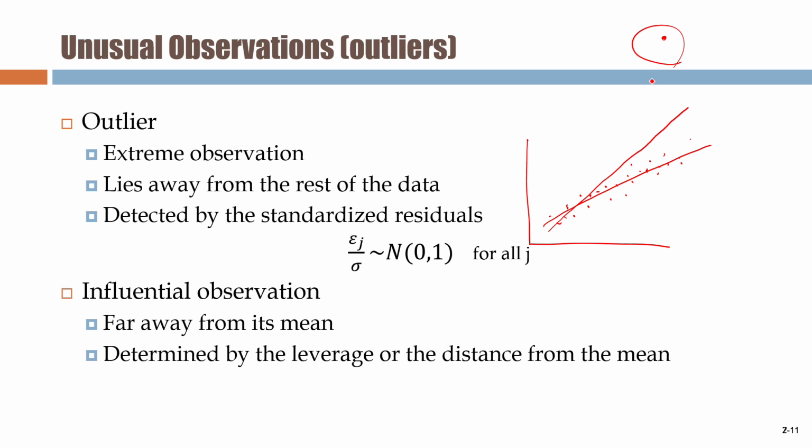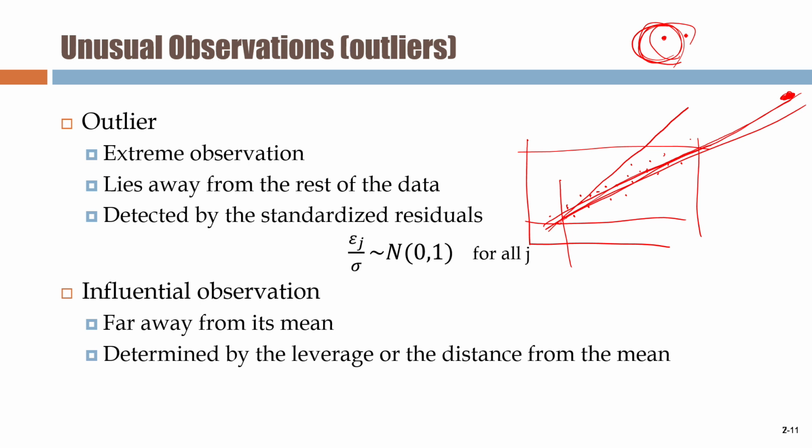Influential observation is a different kind of observation. Even though this is an outlier, if it's close to the line, it is far from the mean, right? But if we keep drawing, even though I included this point, our regression line doesn't change that much, right? Then that's not an influential observation. But this one is the influential observation.